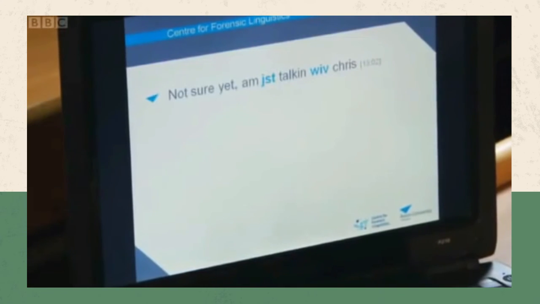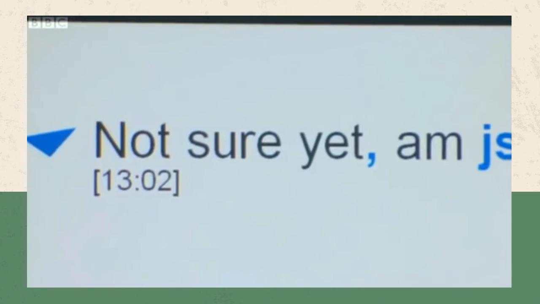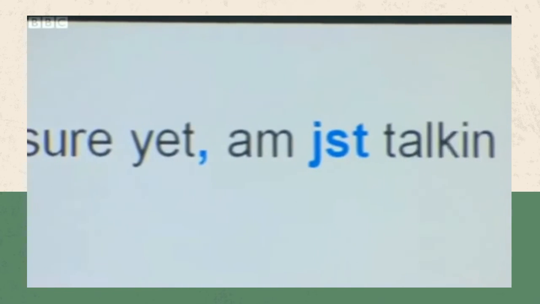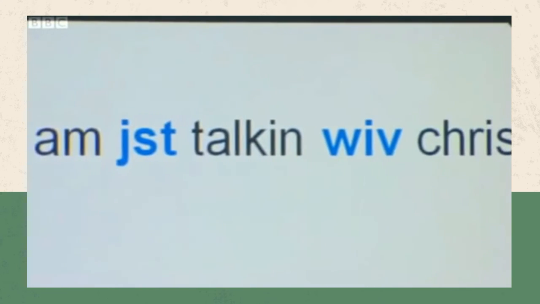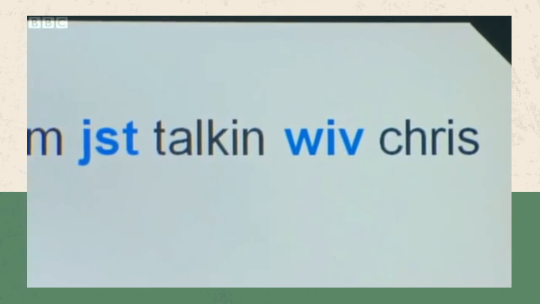So, Tim, we've got some examples of the disputed text messages that Christopher claims Amanda sent. What is it about them that leaps out to you? We've got this first message, which was sent at about 1 o'clock. This message says, "Not sure yet, I'm just talking with Chris." And we have the spelling of just, which is JST, which is typical of Christopher Burks' style. We have the spelling of with as WIV, and that's a Christopher Burks style feature that only he uses and Amanda Burks never uses.